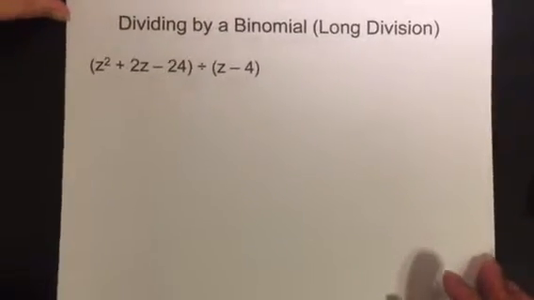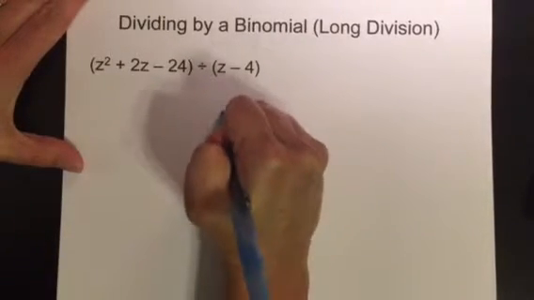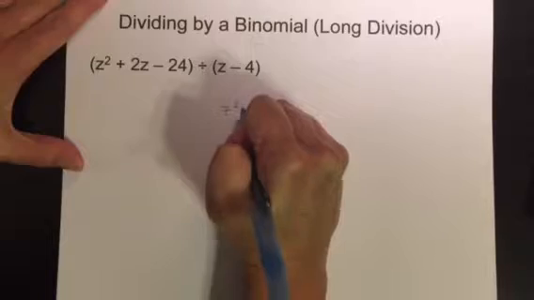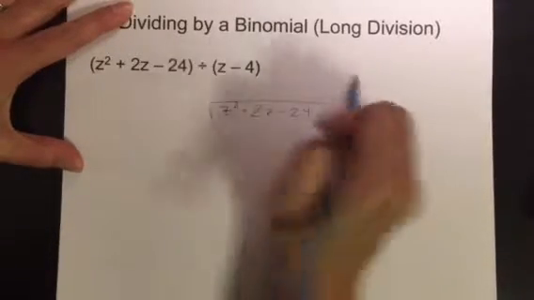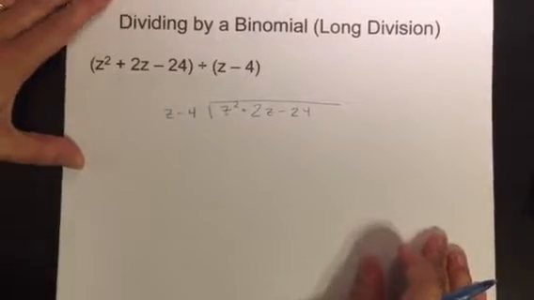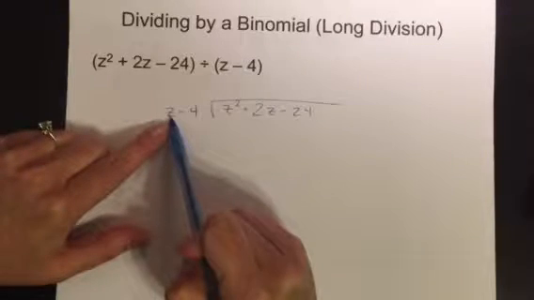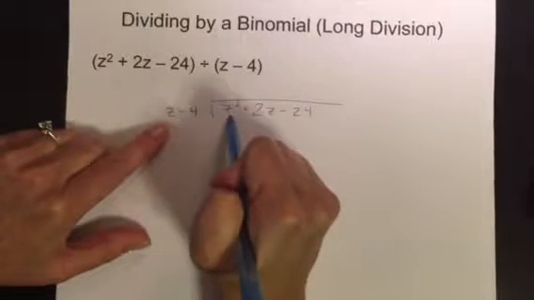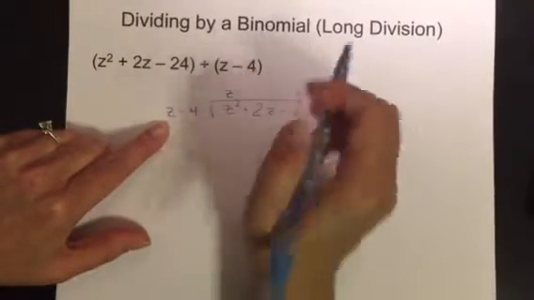All right, so let's do some practice. So I'm going to take this polynomial and divide it by z minus 4. So I need to ask myself, what do I have to multiply by z to get z squared? So that's going to be simply z.